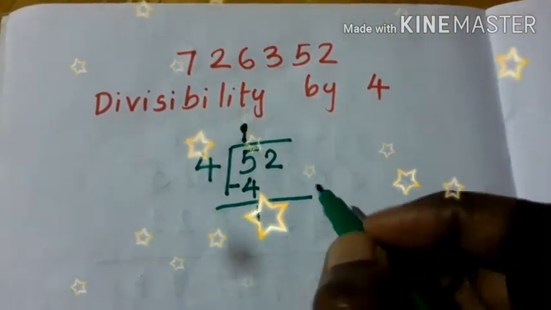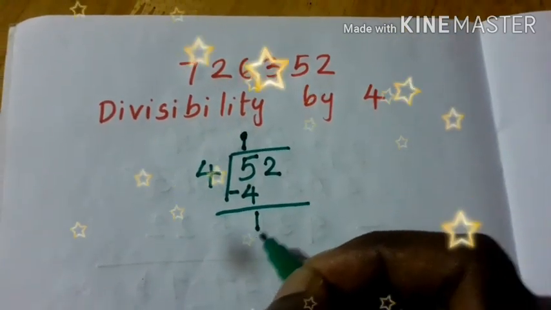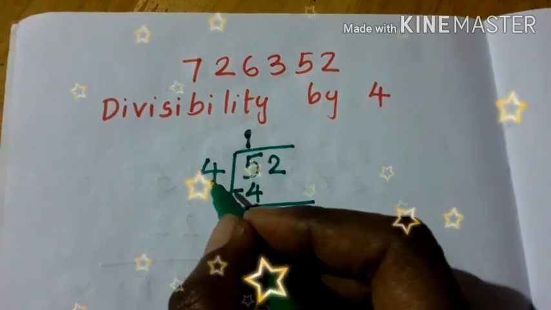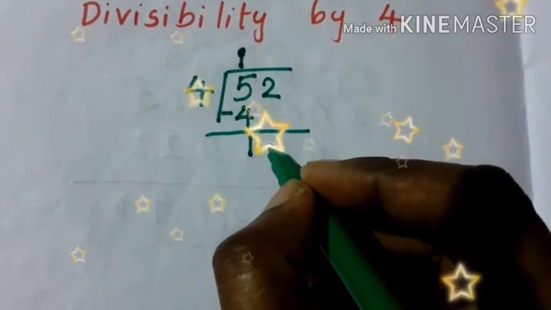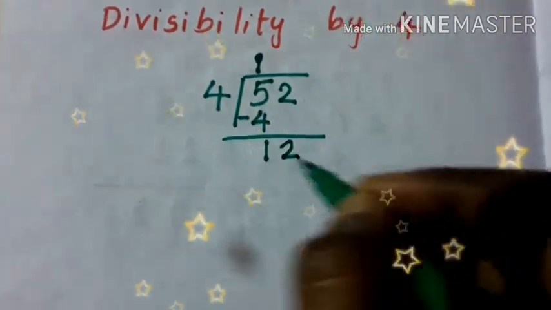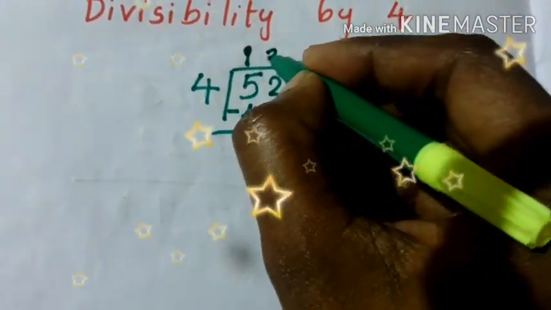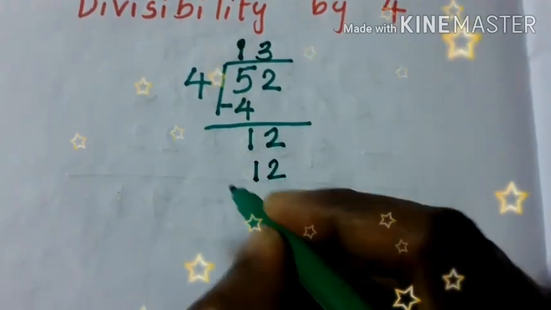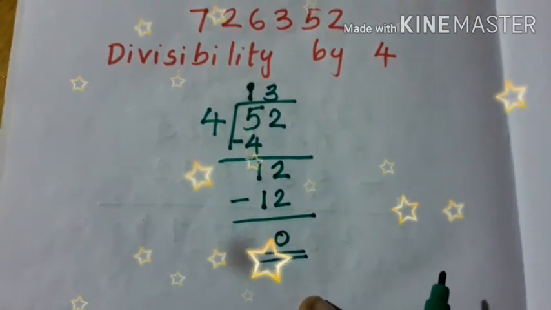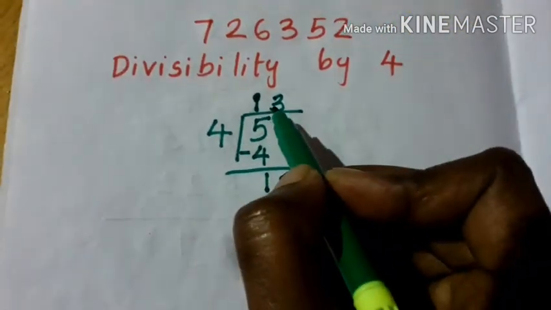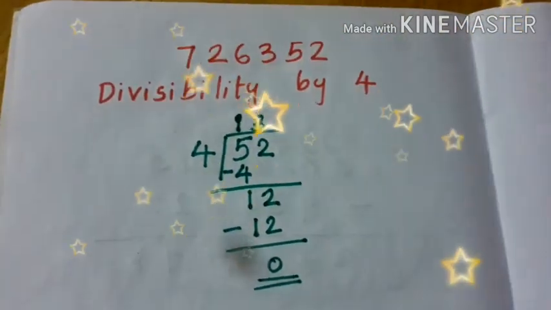Here 1 is less than 4. The dividend is smaller and the divisor is greater. So now we bring down the ones place 2. Then 12 divided by 4. 4 3s are 12. Write 3 here and 12. Then subtract, we get 0. So we get the remainder as 0. The remainder is 0 and the quotient is 13. 52 is divisible by 4. So the number is also divisible by 4.